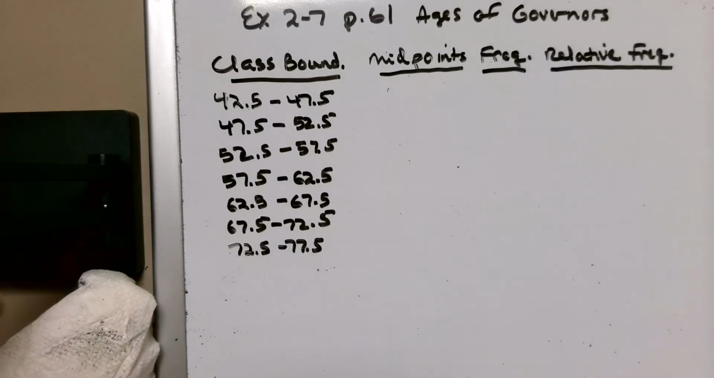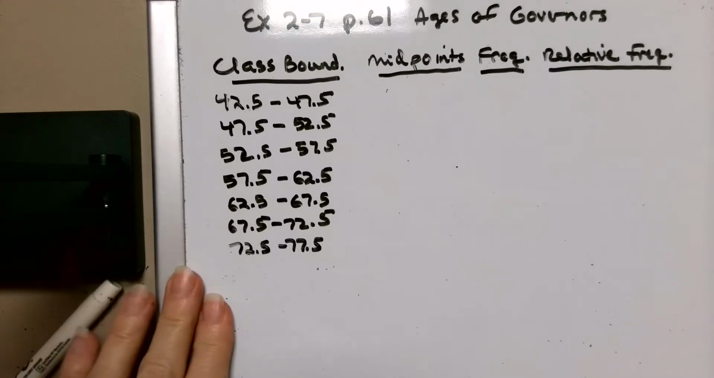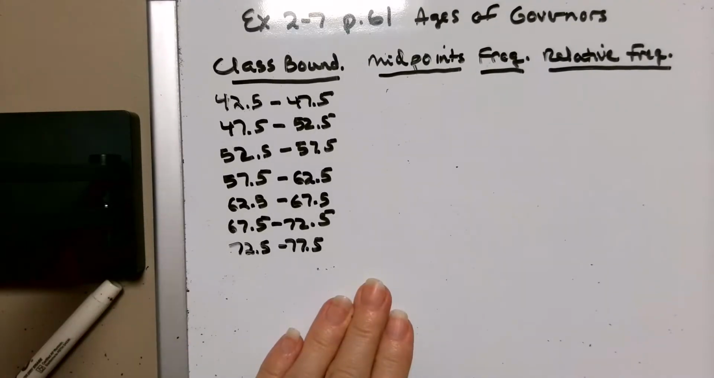So hi, Professor LaShannon, and I'm going to finish going over section 2.2 from our Math 107 book, starting with example 2.7 on page 61, where they gave the data. They didn't actually give the data, but they gave the graph or the frequency distribution for the ages of 50 governors in the United States. So they gave the class boundaries. I'm going to go right away and put it in.